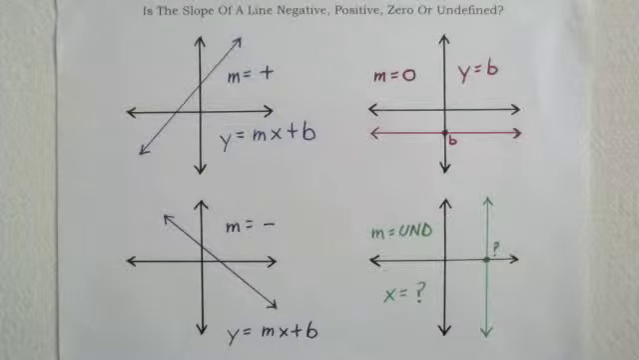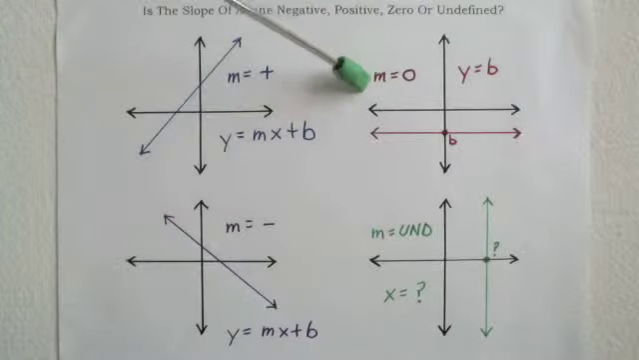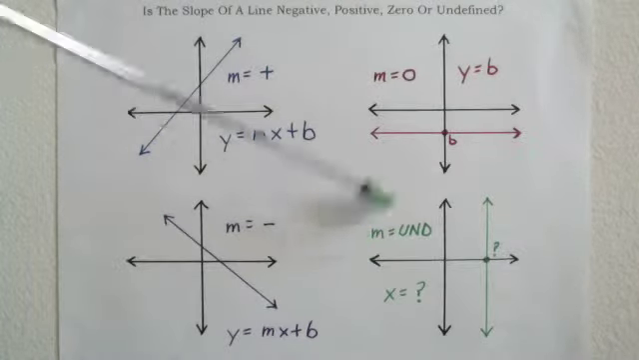Is the slope of a line negative, positive, zero, or undefined? In this lesson, I will teach you how to look at a graph of a line and determine whether the slope is positive, negative, zero, or undefined.